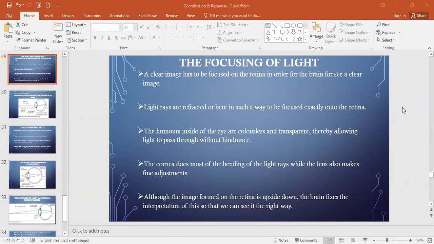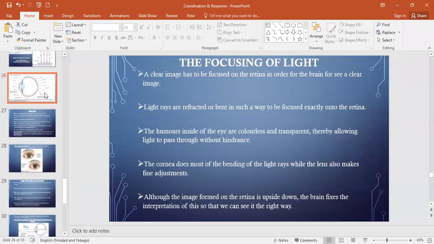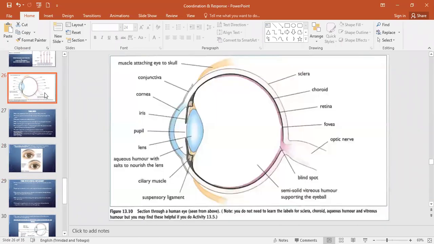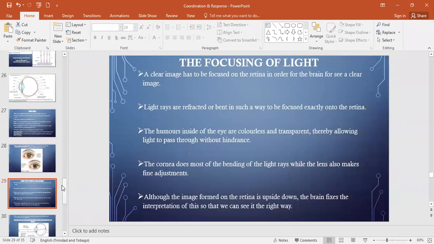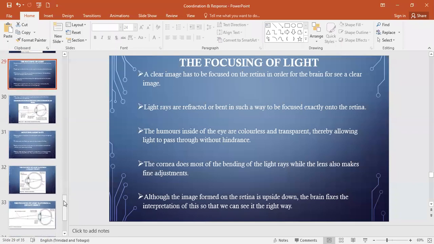With respect to your eyes now, the humors on the inside of your eye are colorless. Let me go back to the diagram so you could see. This aqueous humor is clear, and everything else is clear. Your conjunctiva, everything else is clear, so nothing hinders the entrance of light through your eyes.